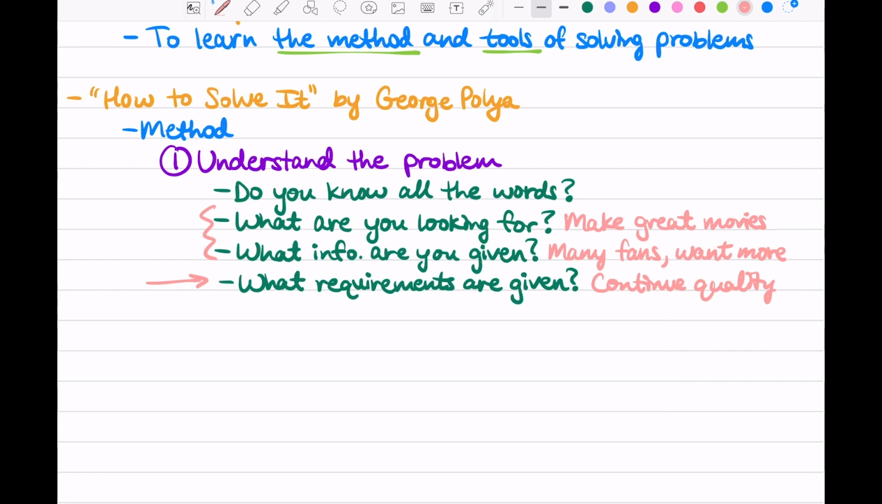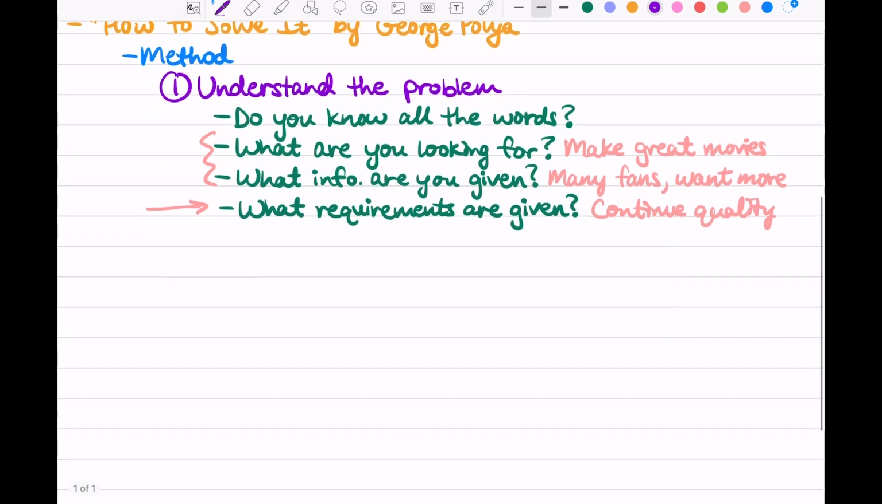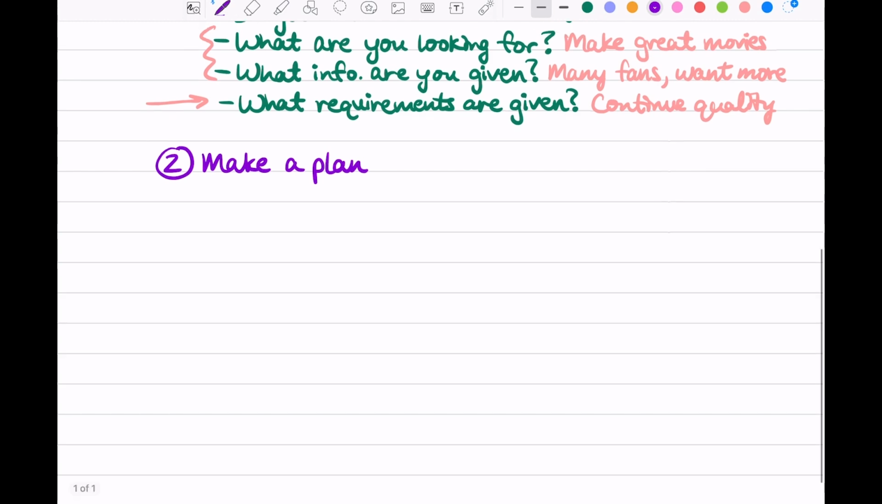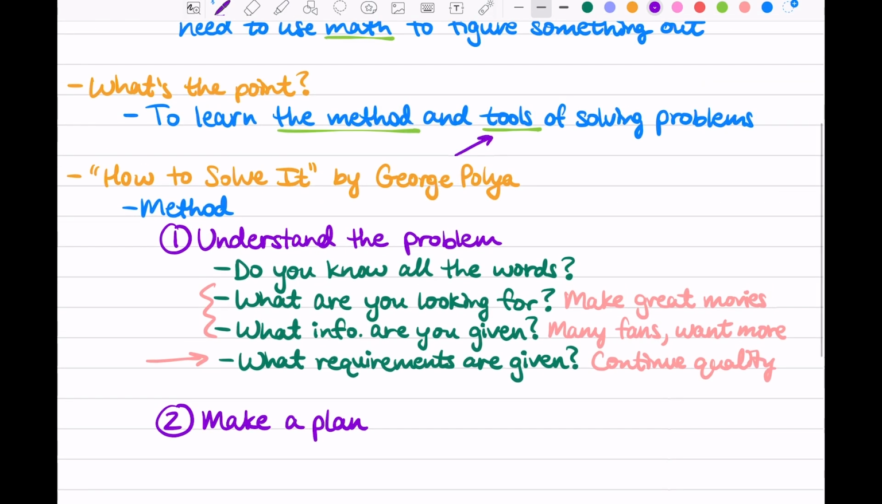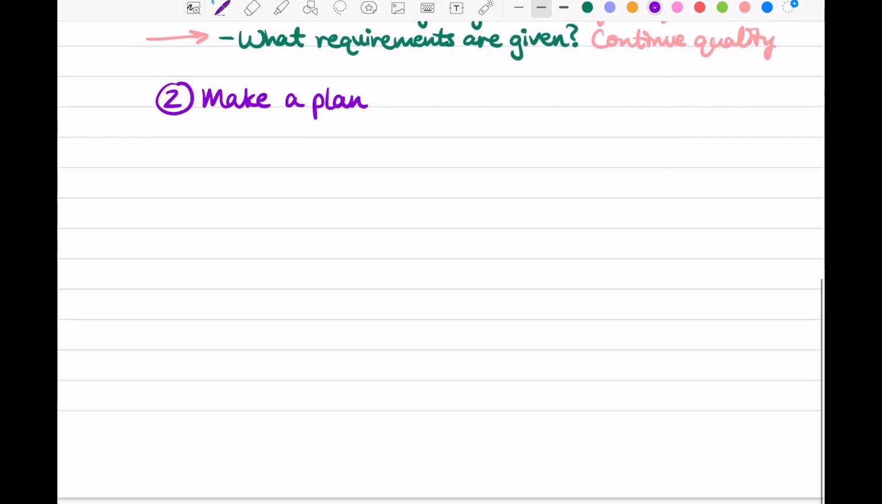And what do you do once you understand the problem? You move on to step 2, which is make a plan. So, how do you make a plan? Well, you use those tools that we mentioned before. There's a method to solving problems and tools to help you out. So, what are some of these tools in your toolbox?